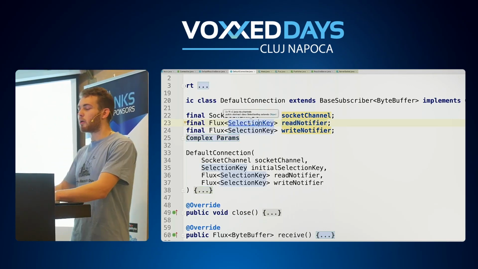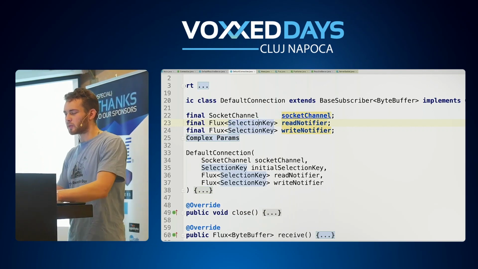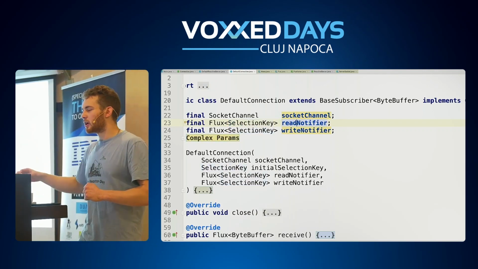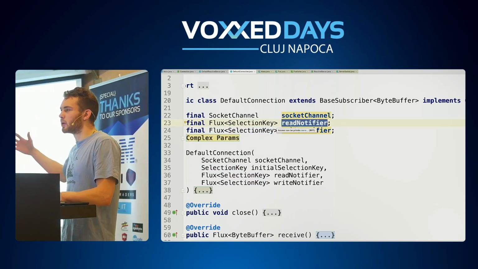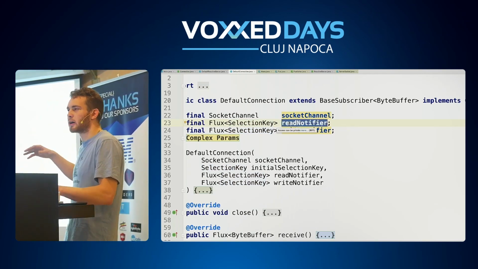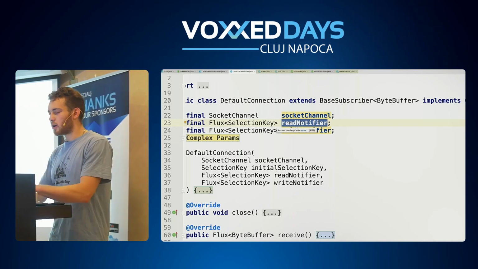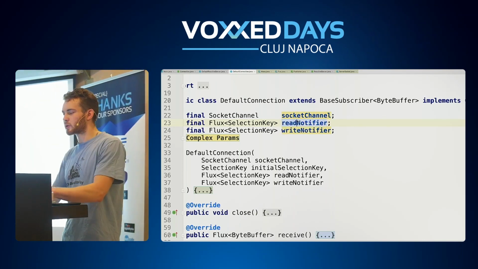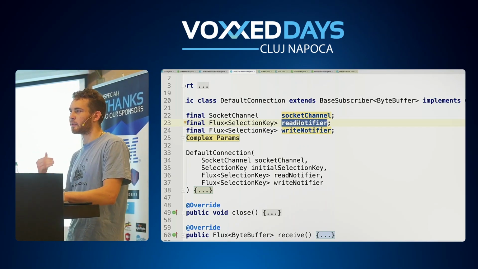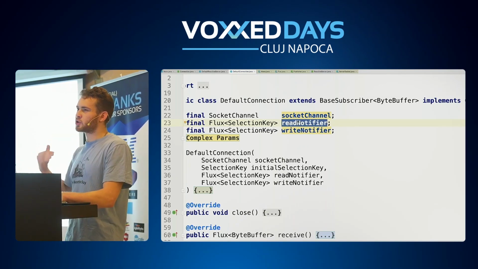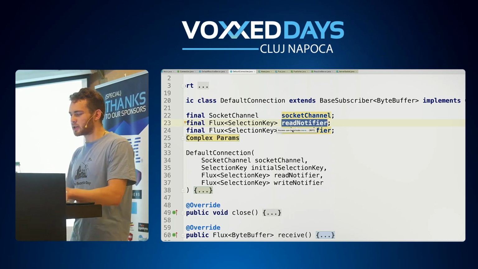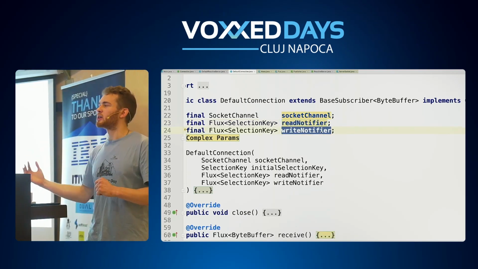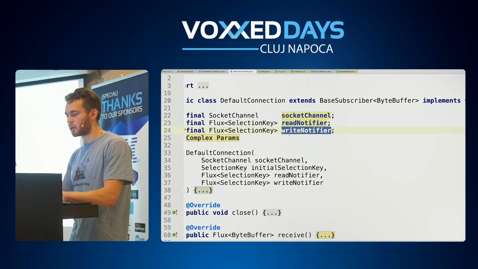Selection key is a part of NIO. This is a kind of notification about availability of something. In our case, this stream should have only selection keys related to reading. So this stream will notify us about the readiness of the channel in order to read some data. And this part will notify us about the readiness to write something to this selection channel. All right.